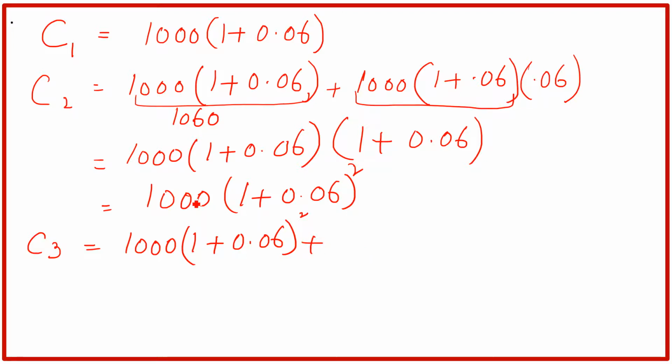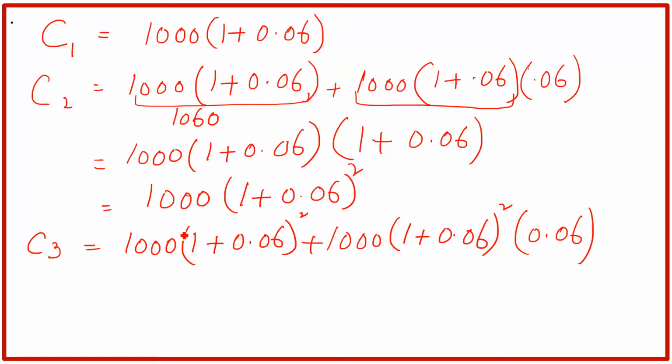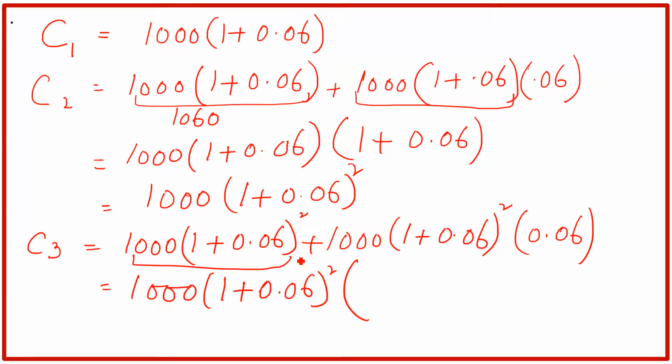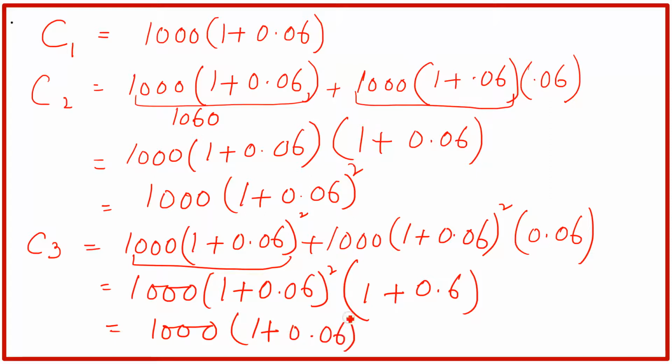And we will get 6% on this amount. So plus 1000 into (1 plus 0.06) whole square into 0.06. See, same, 1000 into (1 plus 0.06) square is here and here. We will take it as common. So whatever is left here, 1 plus 0.06, or we can write 1000 into (1 plus 0.06) whole cube.